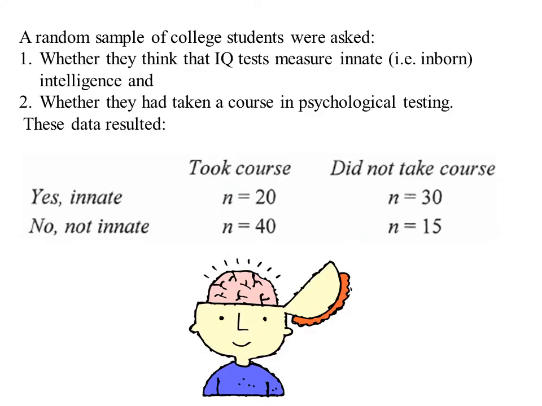Now let's again look at example 3. So in example 3, a random sample of college students were asked whether they think the IQ test measures innate or inborn intelligence, and whether they had taken a course in psychological testing. And so here is the result of the data.